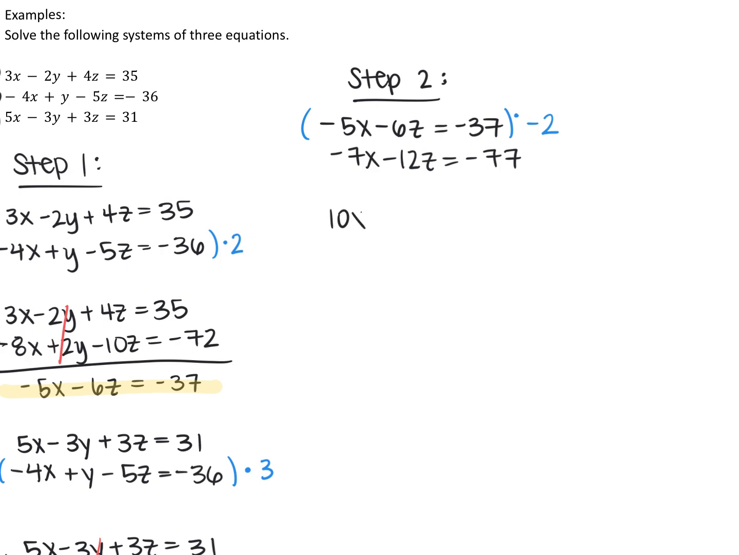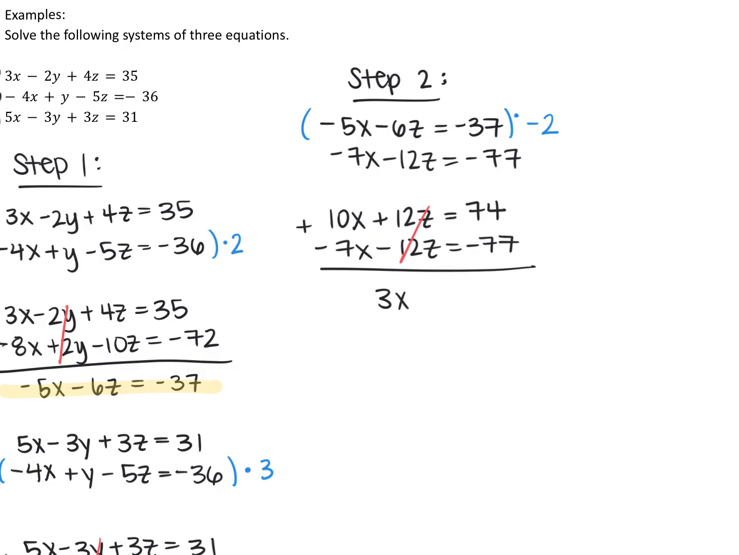So we'll get 10x plus 12z equals 74, and then negative 7x minus 12z equals negative 77. We're going to add, and the z's are going to cancel. We get 3x equals negative 3, divide by 3, and we get x equals negative 1.